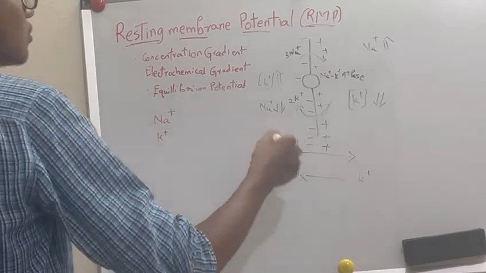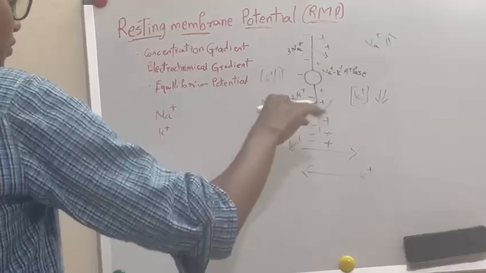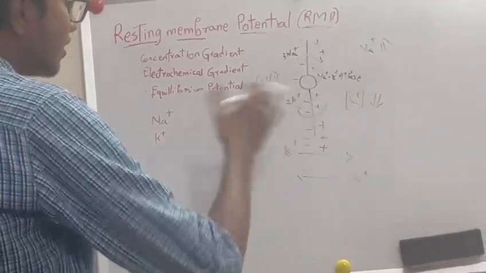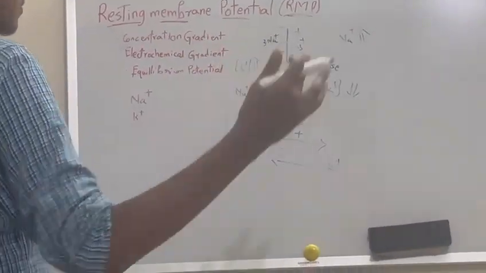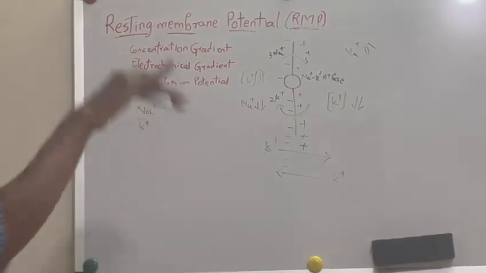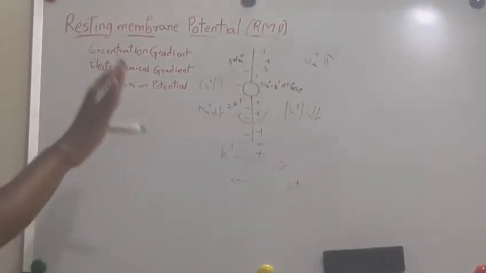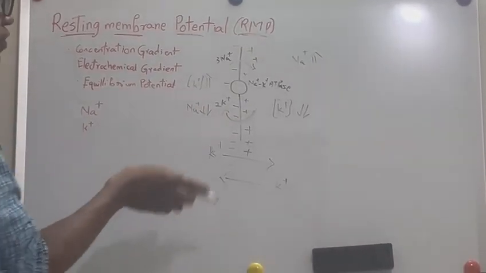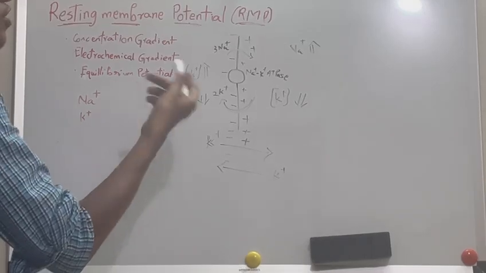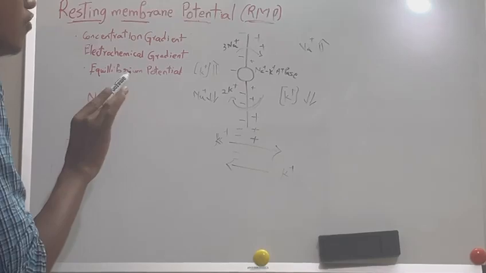So the membrane becomes more polarized: negative, negative, negative on the inside, positive, positive, positive on the outside. As it becomes more polarized, the electrochemical gradient will be increasing. At a certain point, the force due to the electrochemical gradient will be equal to the force due to the concentration gradient. That means the number of potassium ions moving from inside to outside and the number of potassium ions moving from outside to inside will be equal.